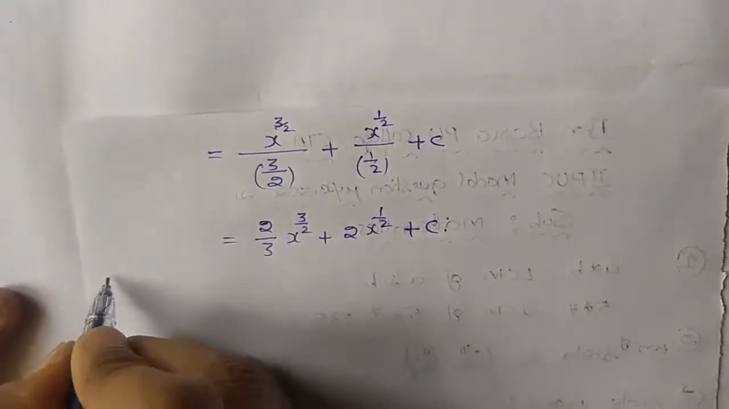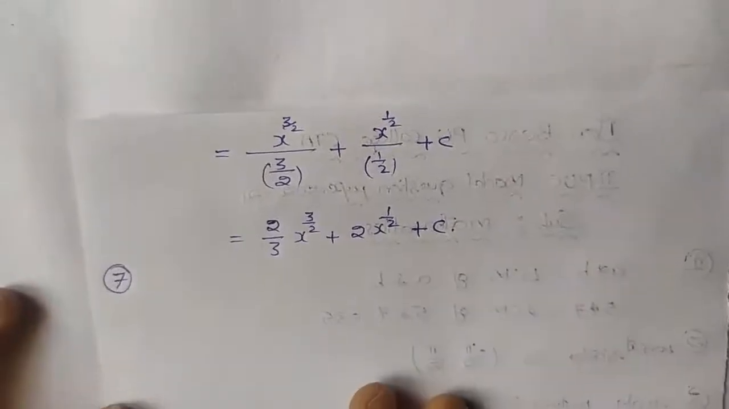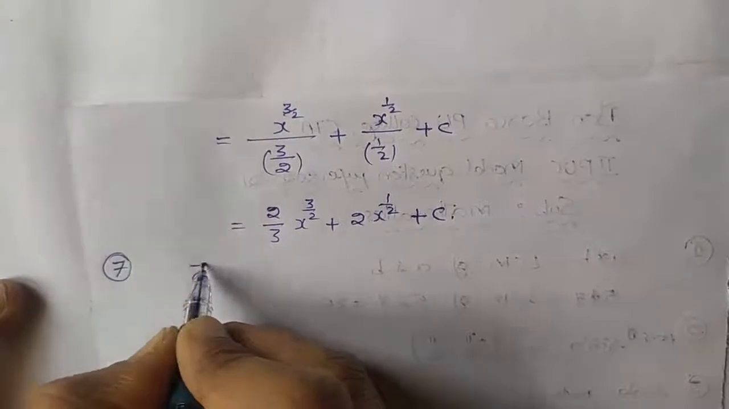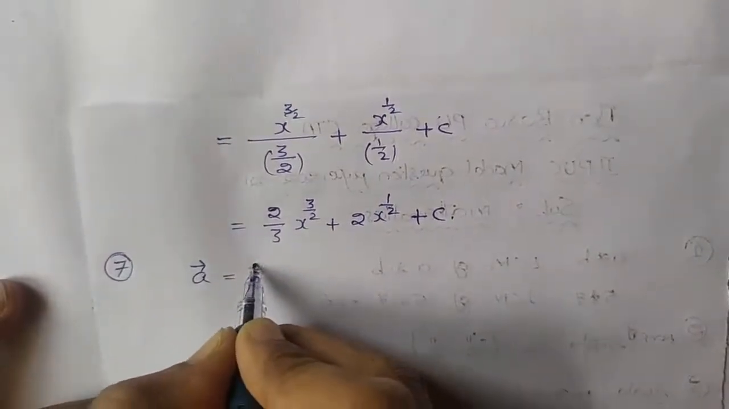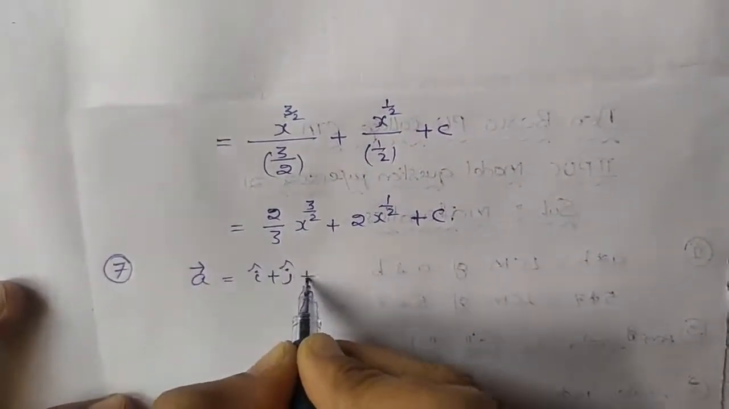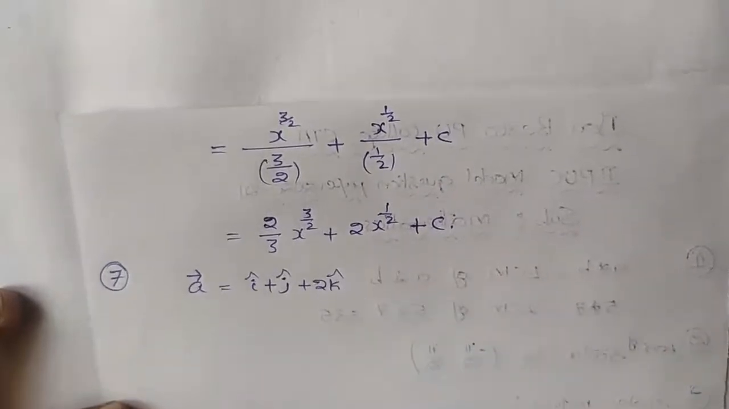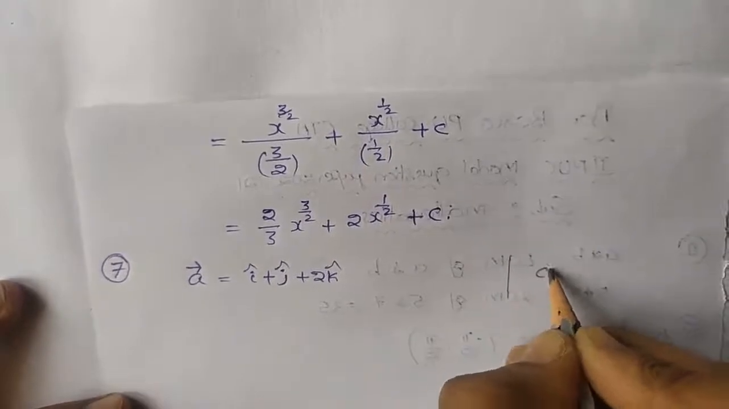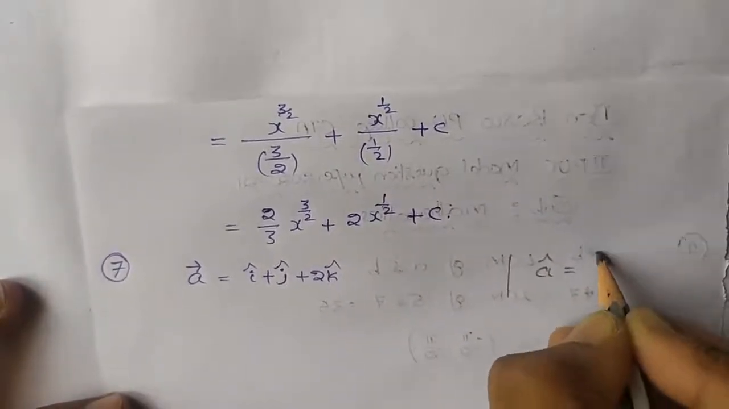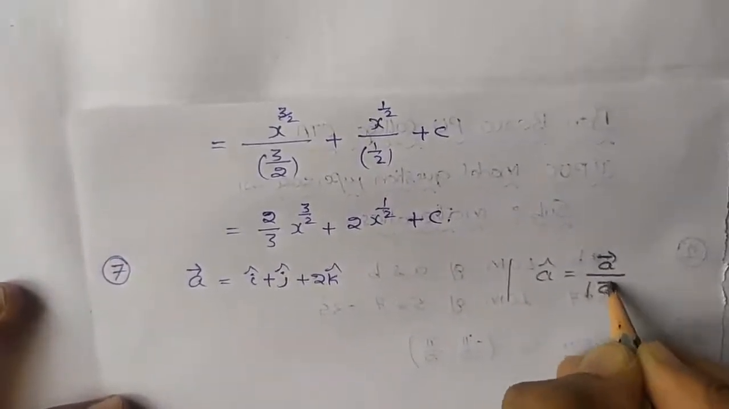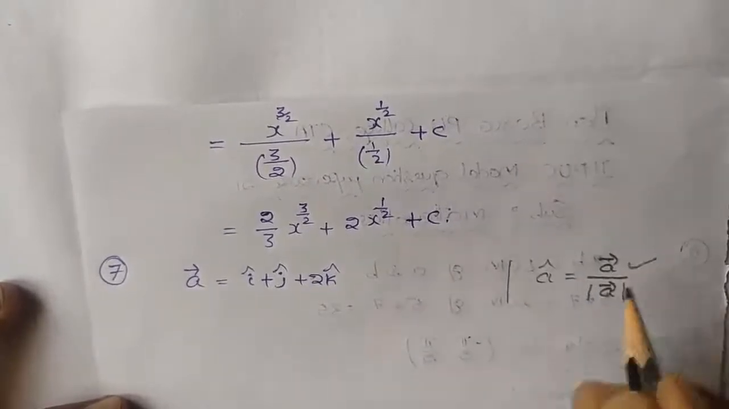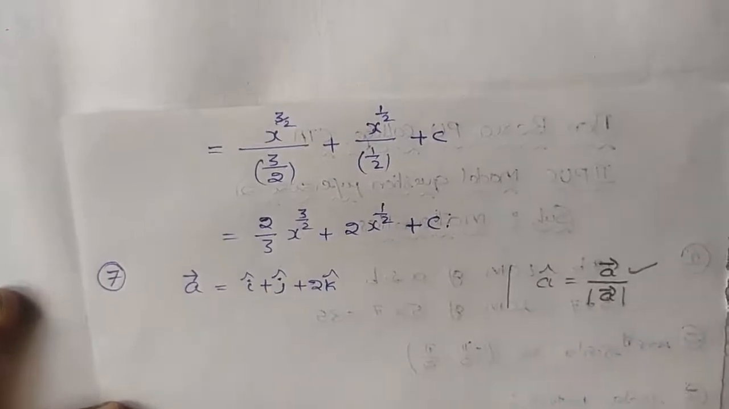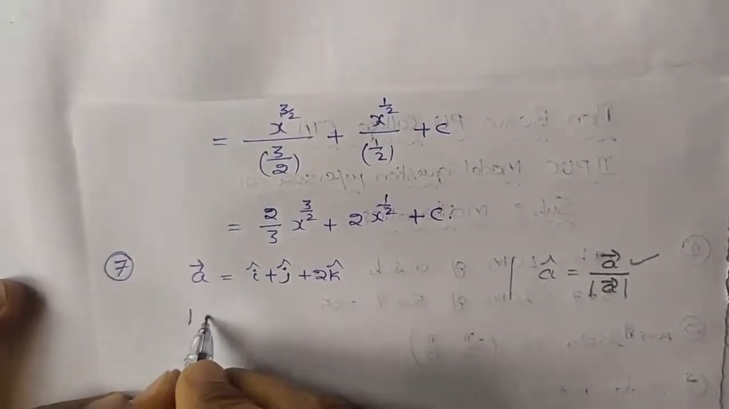See the seventh question. Find the unit vector in the direction of the vector. So we have to find a unit vector. A vector equals to I plus j plus 2k. Vector is given. How to find a unit vector? You have to remember the formula. A cap equals to a vector divided by magnitude of a vector. For this a vector we have already. We need to find its magnitude. Let us find out its magnitude.